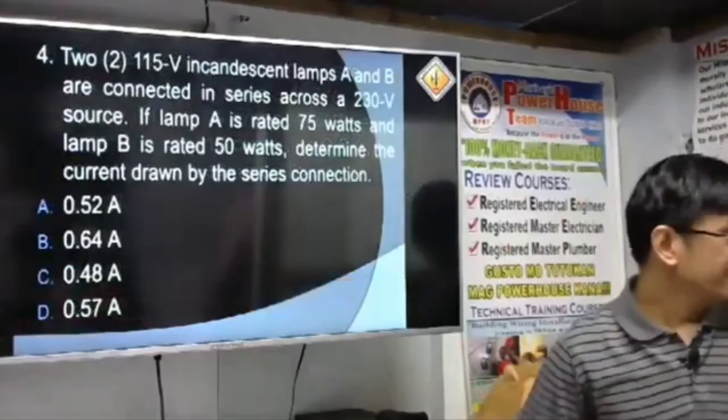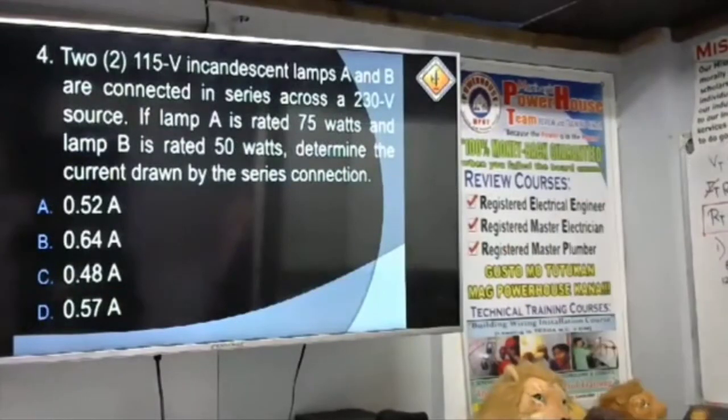Okay, let's have the number 4 problem. Two 115 volt incandescent lamps A and B are connected in series. So let us draw our given. So we have two incandescent bulbs.